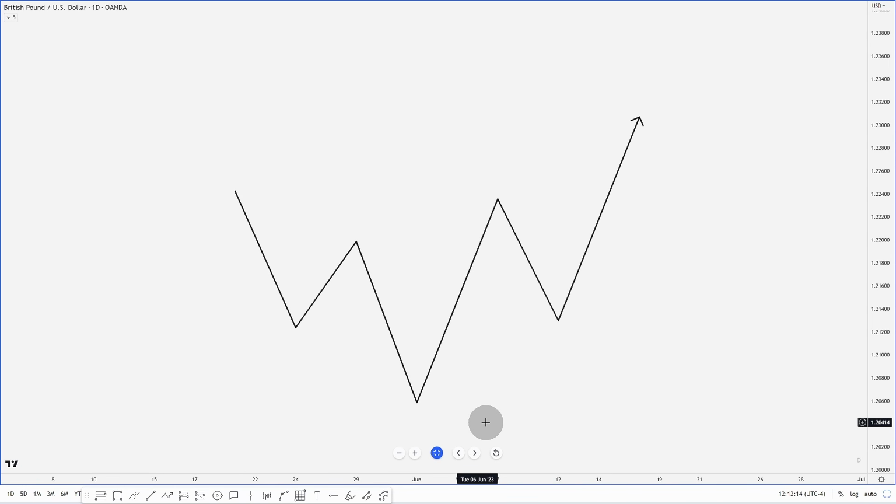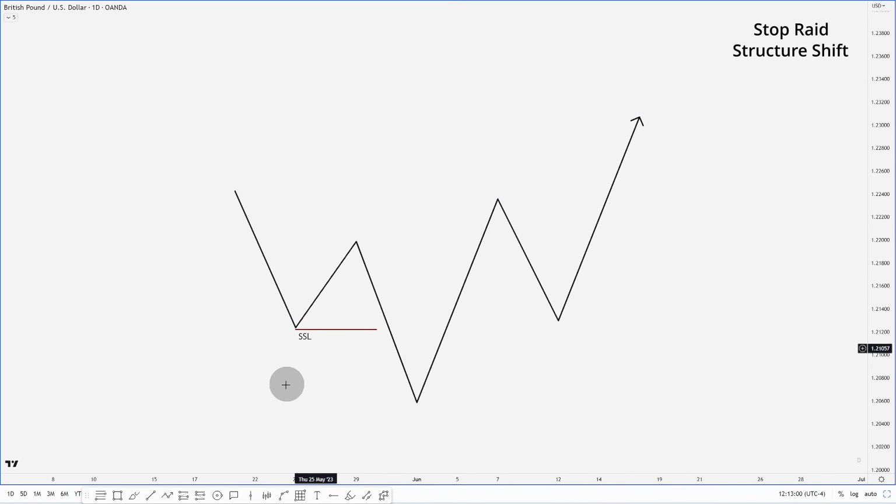With this checklist, I focus on a few things. We'll go through them in order. The first thing I focus on is a stop raid. This just means that a low was put in before it was raided or broken. The next thing I look for is a market structure shift or displacement. This means that a previous high was broken and aggressively moved over.